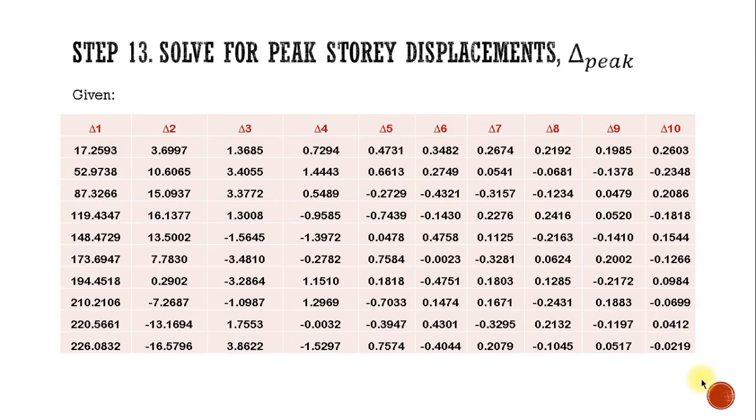So, for our step 13, compute natin ang ating peak story displacements or the delta peak. So, ang ating given kanina, ito yung ating na-solve kanina sa modal story displacements. So, this is our modal story displacement for mode 1, for mode 2, 3, 4, 5, 6, 7, 8, 9, 10. So, first floor, second floor, third floor, and so on up to this last row, which is the 10th floor. So, ito yung gagamitin natin to compute the peak story displacement. So, ito yung kukombine natin using SRSS or square root sum of squares.